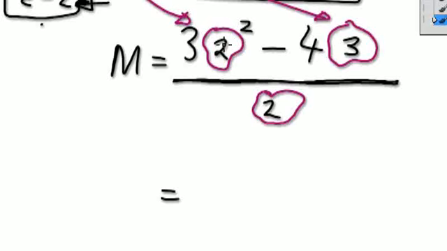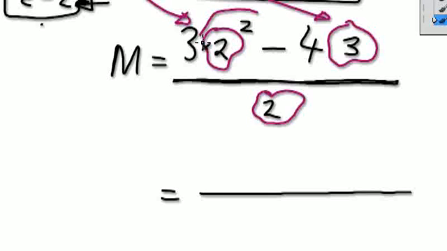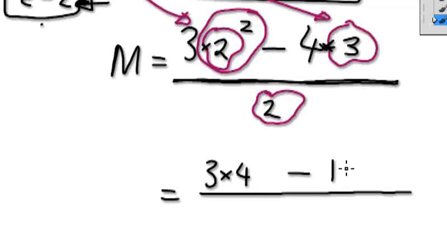Well, power is more important than timesing here. Can you see that here? So we've got to do the power first. So hang on, let me just do this first. So we've got to do the power first here. So this is like a bubble here. So 2 squared is 4. So 3 times 4. Okay, and then take away. Now there's a times here. They're next to each other, so it means times. 4 times 3 is 12. And then divided by 2. Okay.